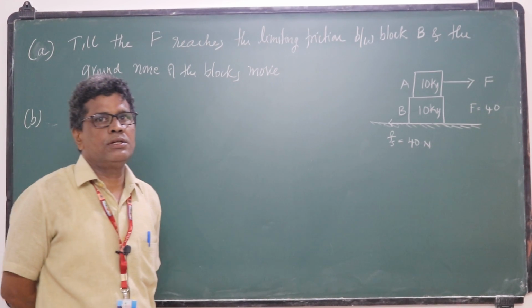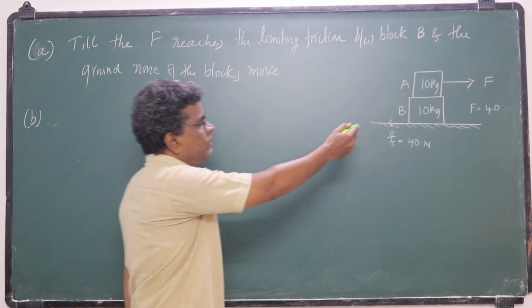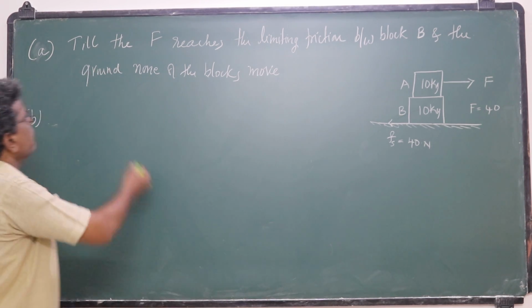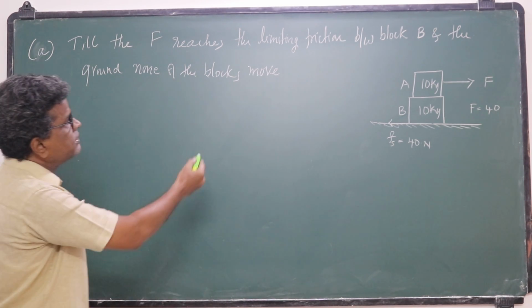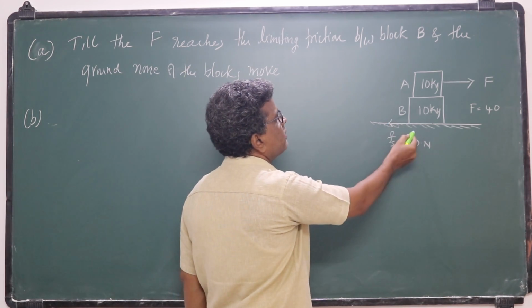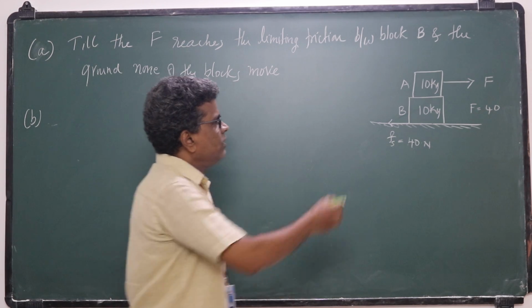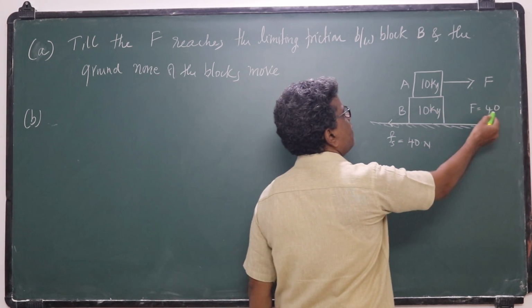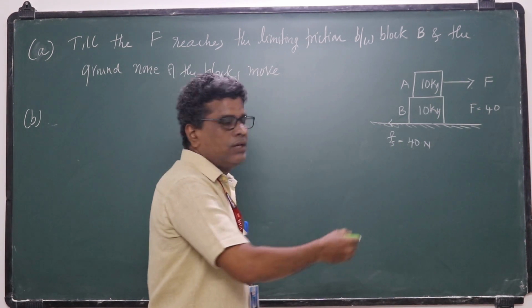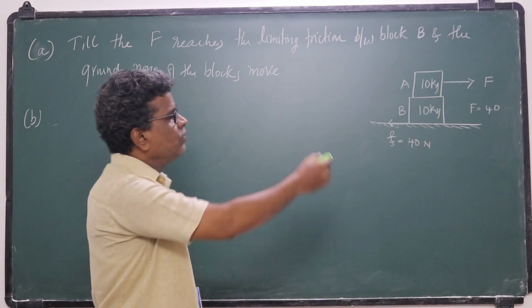Okay. So see here, in the first case, the answer is: till the F reaches the limiting friction force between this block and the ground, the limiting friction is 40. If the applied force is equal to 40 newtons, the block does not move. None of the blocks will move.